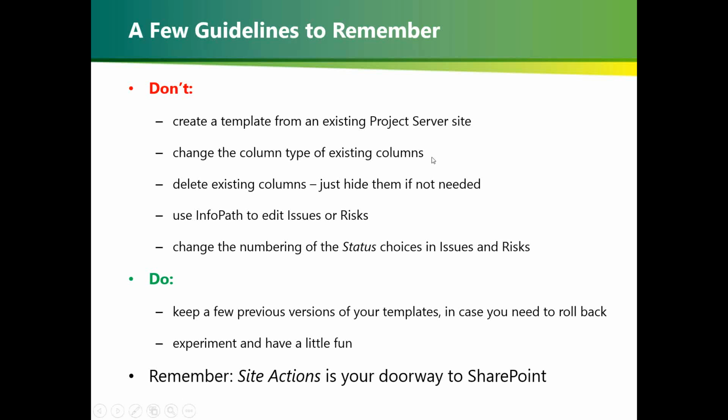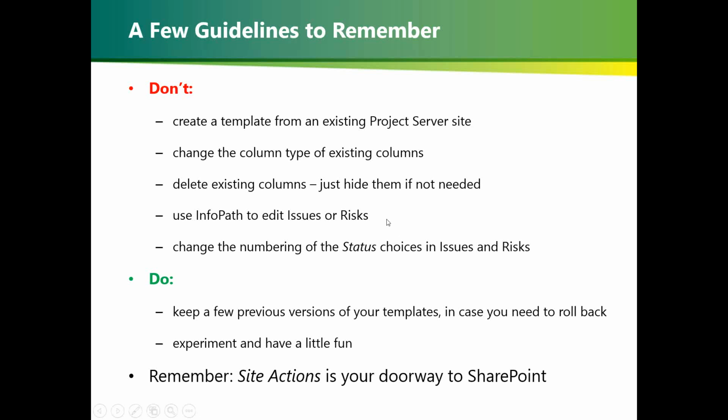Don't change the column types of existing columns. It's not allowed in most cases anyway, but if you have an existing column that came out of the box, don't fool with it as far as changing it from a lookup column, say, to a calculated column or a number column. You'll break functionality. Don't delete existing columns that came out of the box. You can just hide them. We showed how you could do that by enabling content types and then going in and selecting hidden.